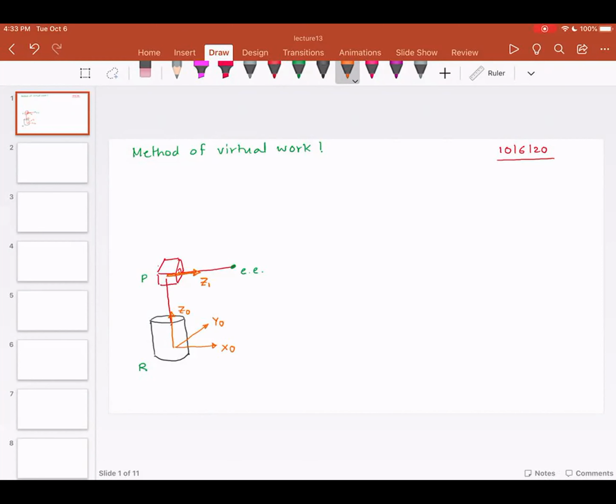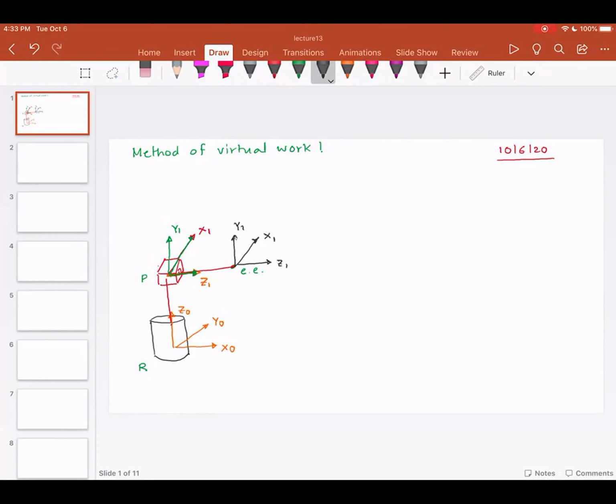Since my z1 is like this, my x1 has to be perpendicular to z0 and z1. The most logical way to draw x1 is this. And then construct the triad, and you will realize this is going to be my y1. So I have x1, y1, z1. And for the sake of simplicity, I will replicate z1, y1, x1.